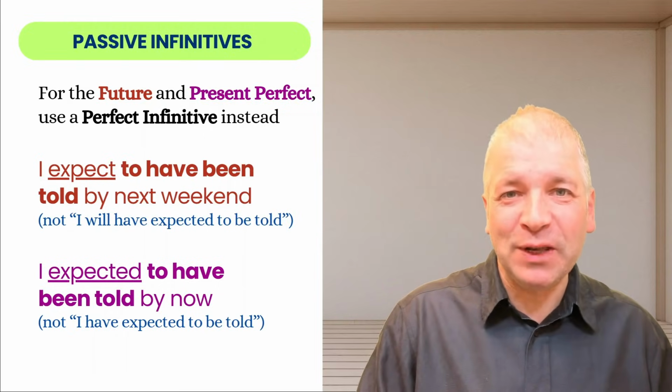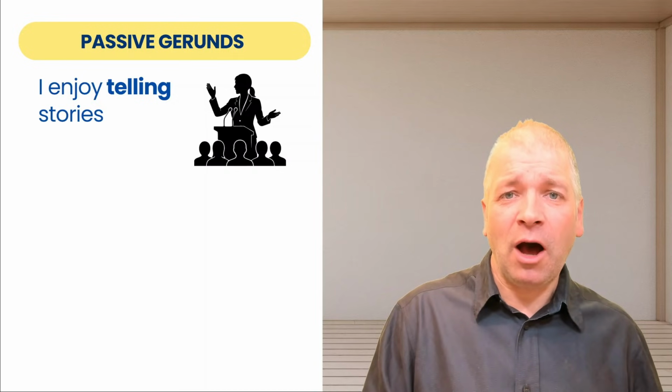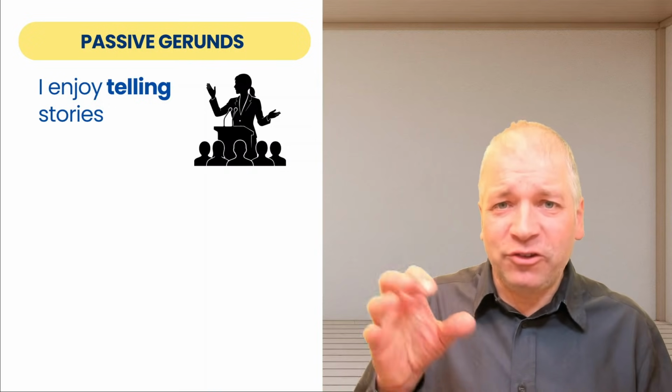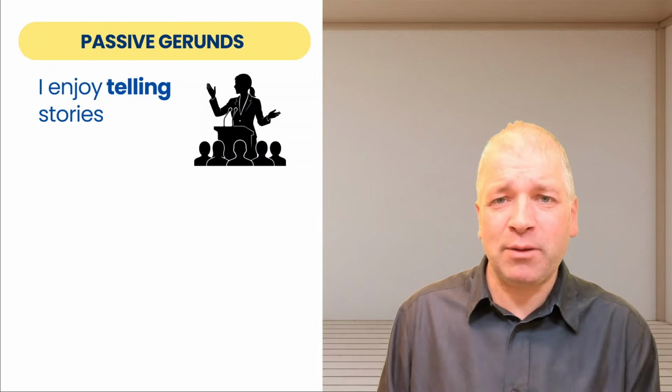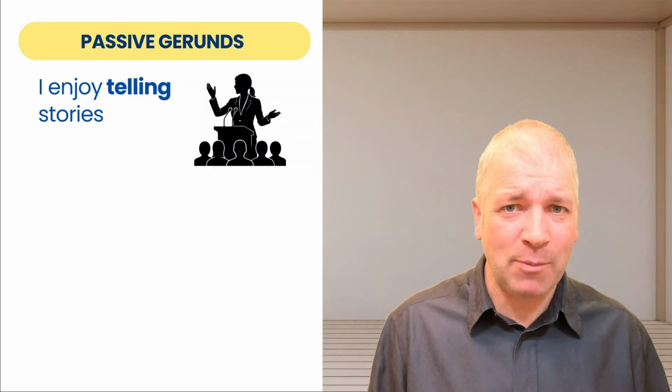So that's passive infinitives, but there are also passive gerunds. For example, "I enjoy telling stories." A bit of background to gerunds and infinitives first. Some verbs in English are followed by to plus infinitive when you want to add another verb. And some verbs in English are followed by the gerund form if you want to add another verb. Verbs like enjoy are followed by the verb plus ing. So tell is a verb and telling is the gerund form here. So, "I enjoy telling stories." So that's the background. That's the basics of the grammar we're using here.